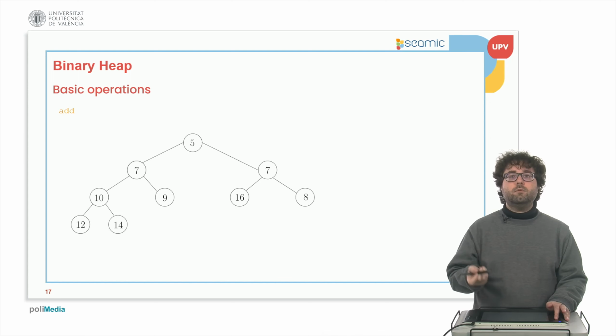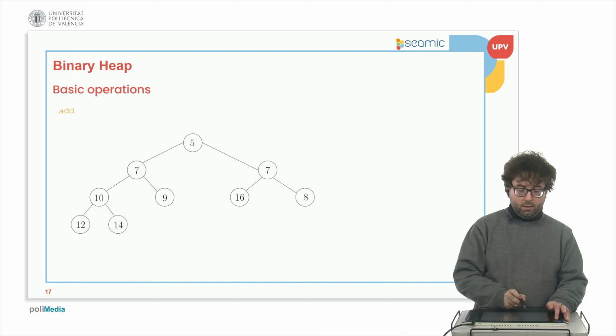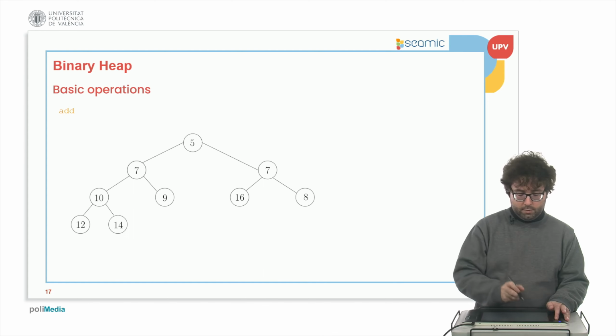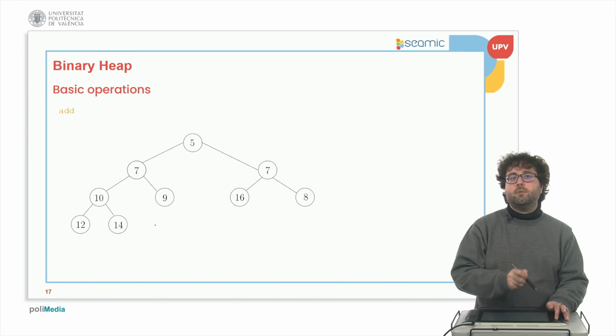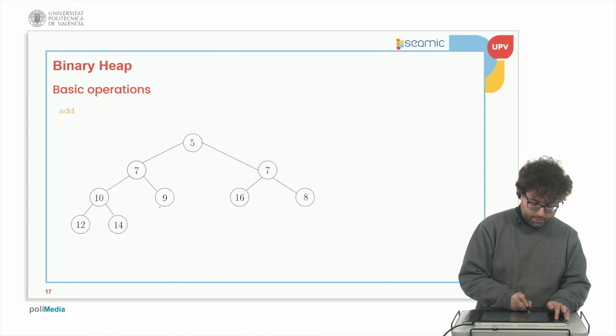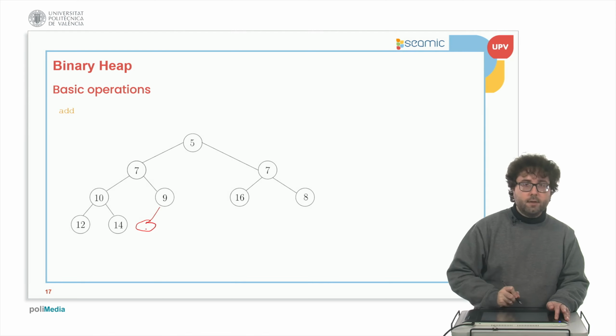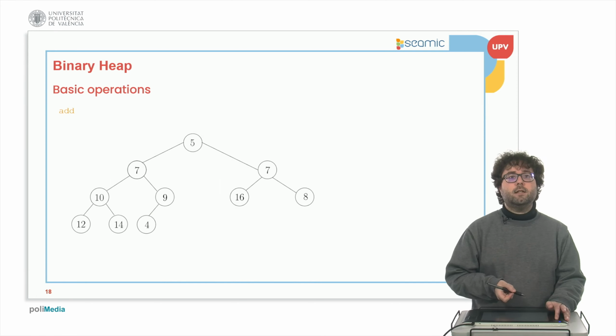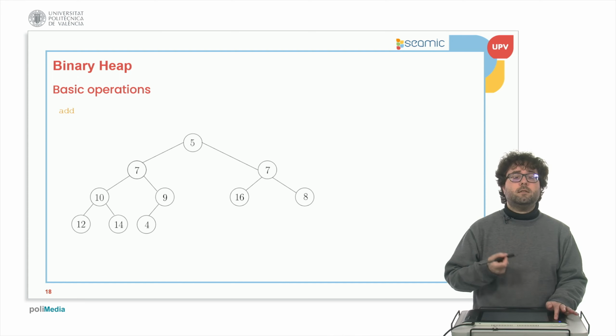So what we're going to do when adding a new element is look for the bottom level, in the rightmost position, or the consecutive position to the rightmost leaf. In this case it's here, we will insert the element here. In this case, we are going to consider inserting the element of value 4. At this point, we have successfully maintained the complete structure, but we need to maintain the order.